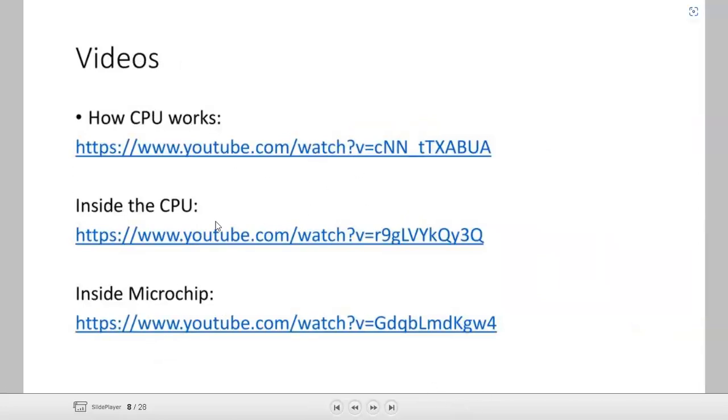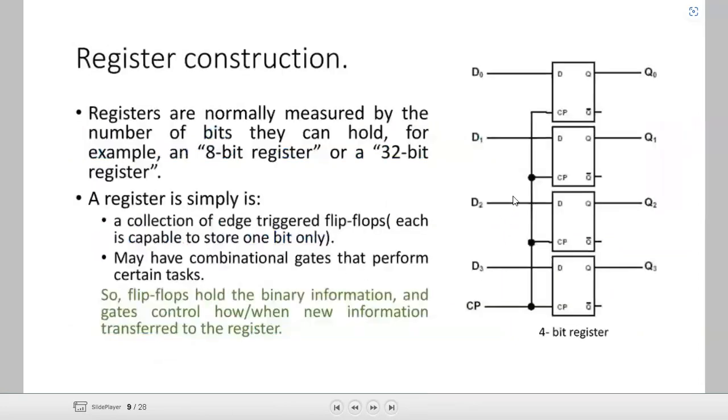And then look at how our CPU works inside the CPU, inside the microchip, but we can go a little bit further. Remember this? That's what we're looking at just now. Registers are normally measured by the number of bits they can hold, for example an 8-bit register or a 32-bit register. A register is simply a collection of edge-triggered flip-flops. Edge-triggered is the clock I'm talking about. Each is capable of storing 1 bit only. It may have combinational gates that perform certain tasks.